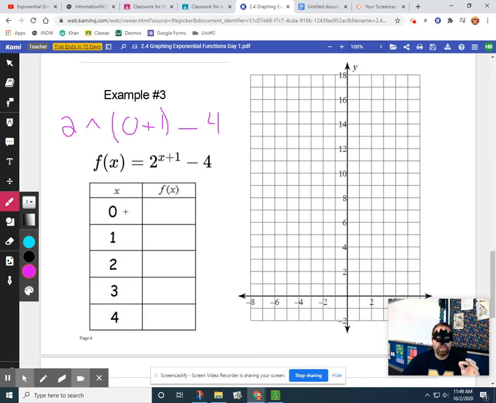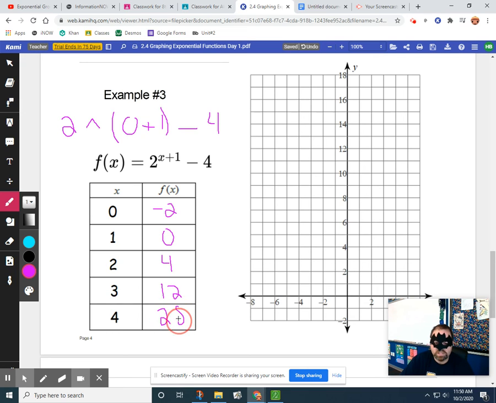So 2 to this would give me 0 plus 1. So 2 to the first power is 2, minus 4 is negative 2. 2 to the second power is 4, minus 4 is 0. 2 to the third power is 8, minus 4 is 4. 2 to the fourth power is 16, minus 4 is 12. And 2 to the fifth power is 32, minus 4 is 28.